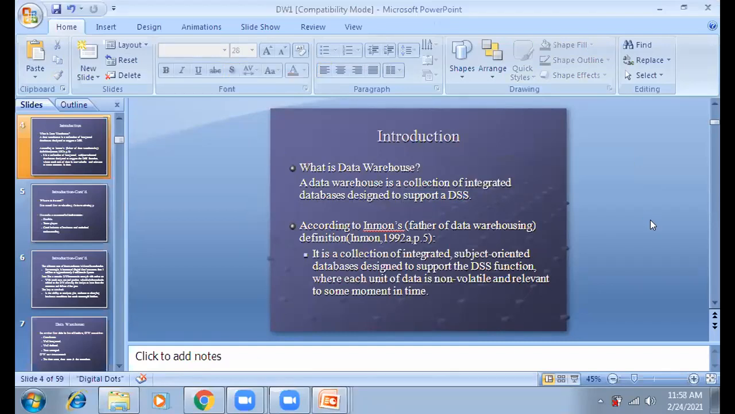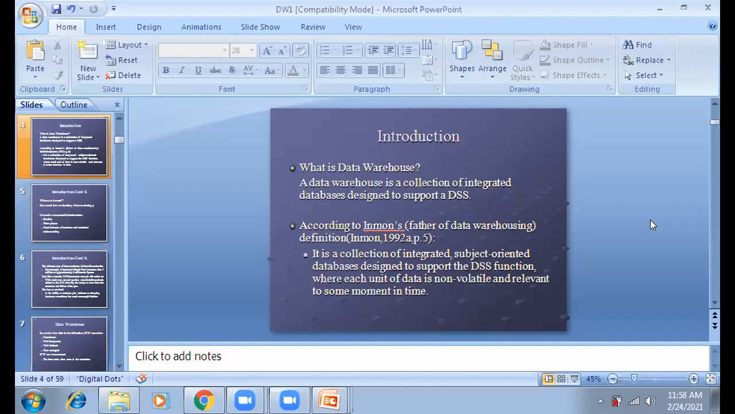So a data warehouse provides a set of architecture and tools for business executives to systematically organize, understand and use their data to make strategic decisions. With the help of data warehouses, business executives and skilled members can take strategic decisions.